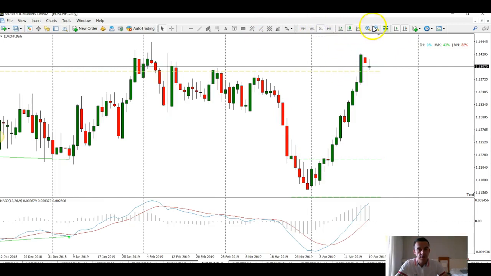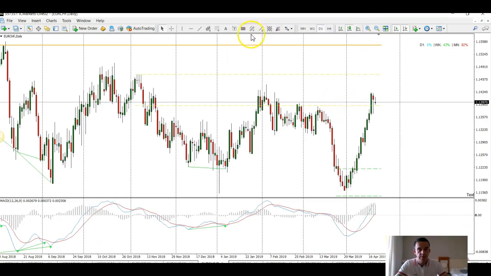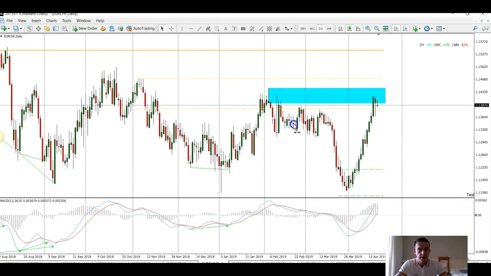Just look at the sort of daily area. You can actually see we've got a daily inside a weekly there. There's a nice selling opportunity. Possible area to get back in on this move up would be here and this zone here.